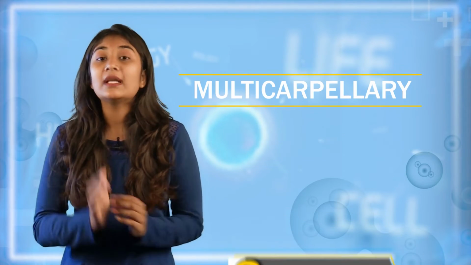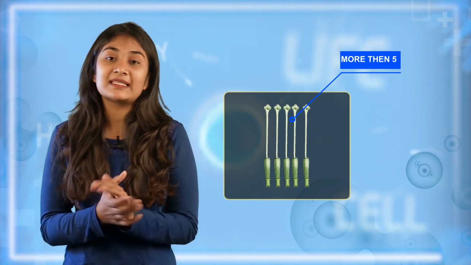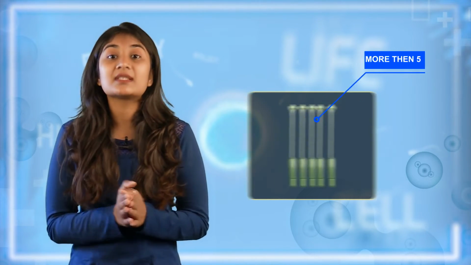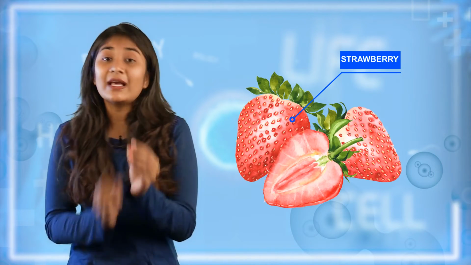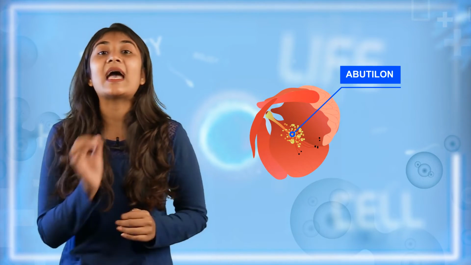So they are called multicarpellary. That is, they have more than 5 pistils present in them. For example, it is found in your fruits, that is strawberry. So the flower of strawberry has many pistils, and in plants like abutilon.